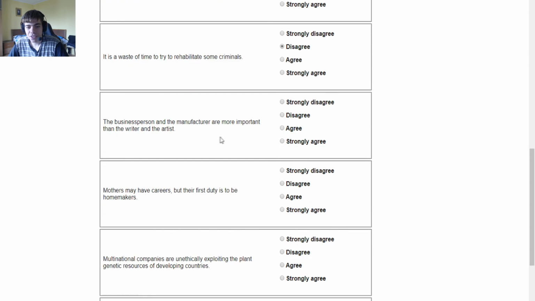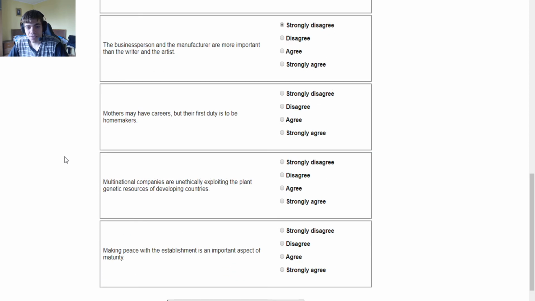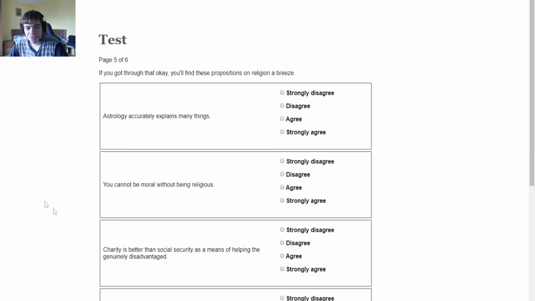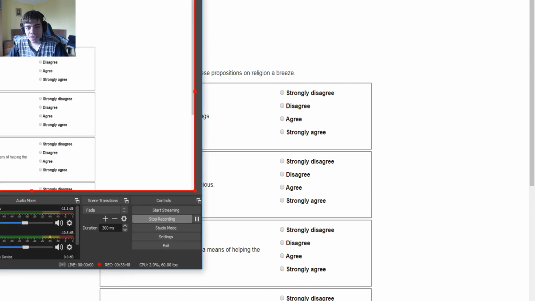A business person and the manufacturer are more important than the writer and the artist. No. Mothers may have careers, but their duty is to be homemakers. No. Multinational companies are unethically exploiting the plant genetic resources of developing countries. Yes. Just see what happens with mining in Africa and whatnot. Making peace with the establishment is more of maturity. No. No. Next page. Okay, we're going through them a little bit faster.